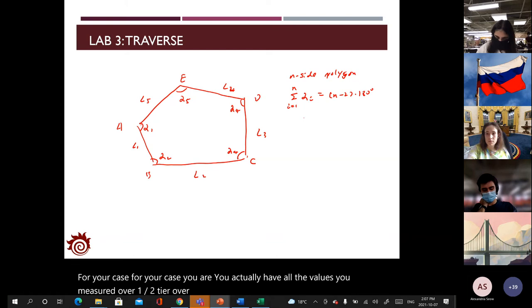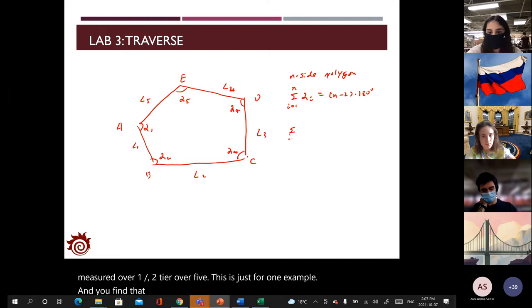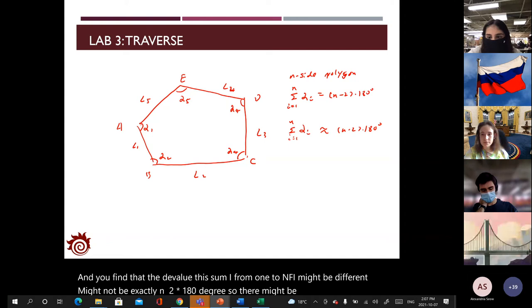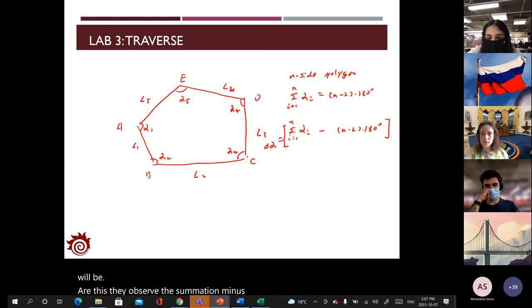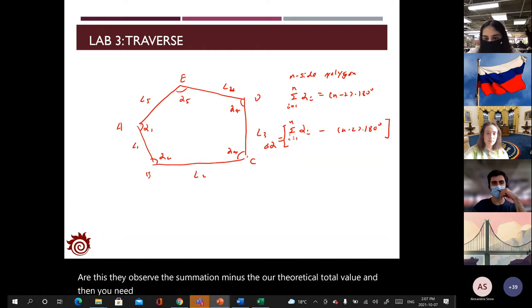And you find that the sum from i equals 1 to n of alpha i might not be exactly n minus 2 times 180 degrees. So there might be some difference, and you need to identify it. The difference, capital delta alpha, will be the observed summation minus the theoretical total value. And then you need to split this error to each angle.